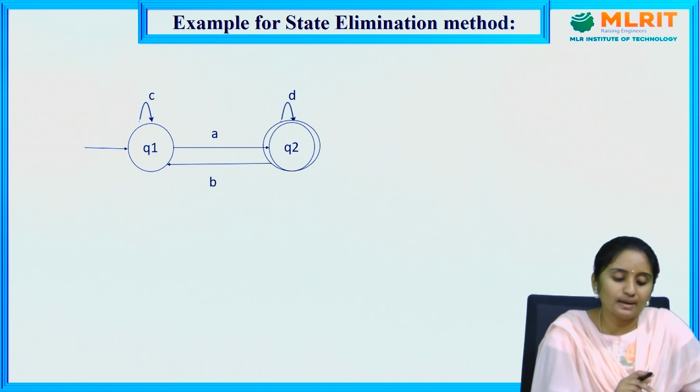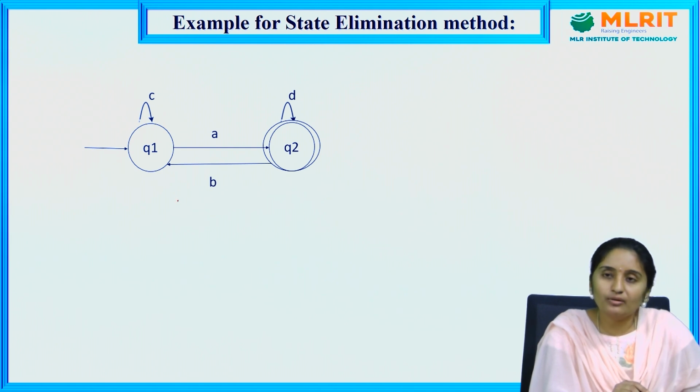So the first example is Q1. This is our diagram, some DFA diagram. From this diagram, we are going to construct the regular expression for this finite automata.